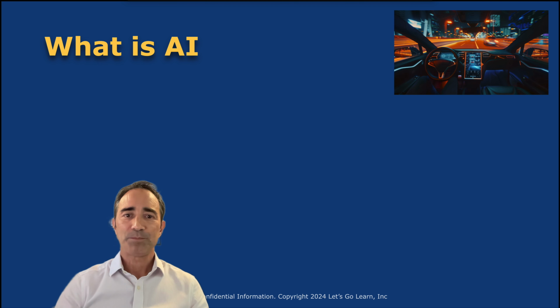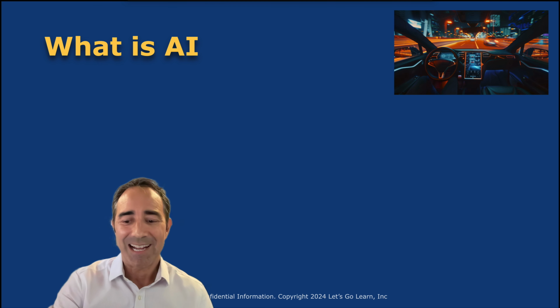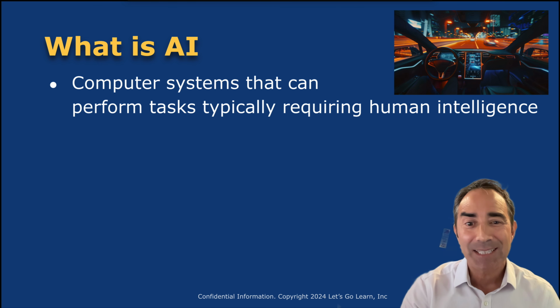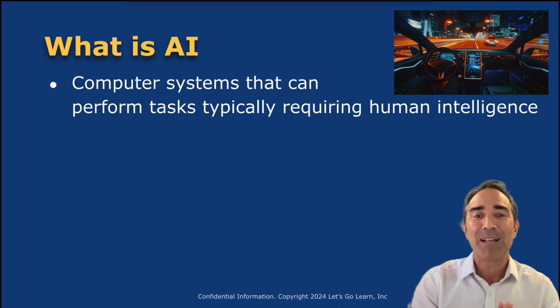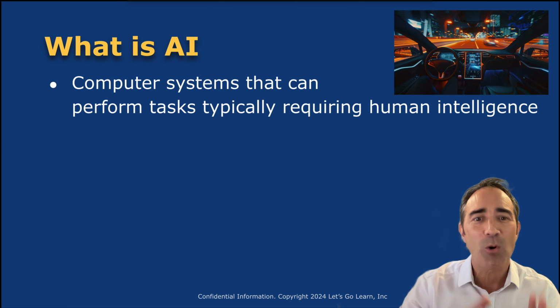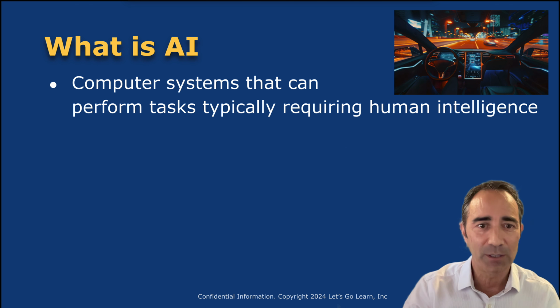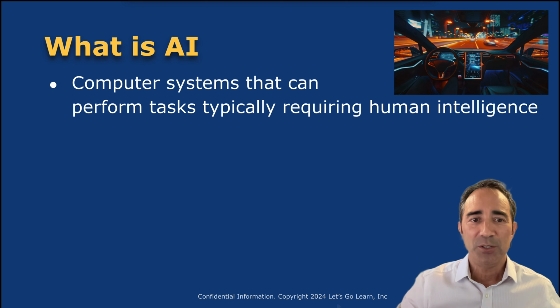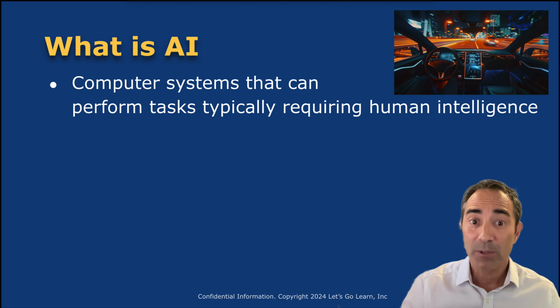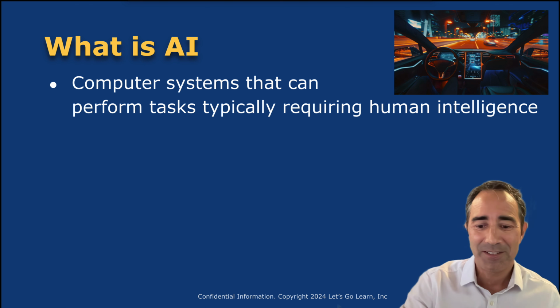All right, first of all, so what is AI, right? So it is basically a computer system that can perform a task that requires human intelligence, right? So it's not something like a lookup on Google, but it's something where you could really ask it a question and it really does appear to be intelligent, all right?